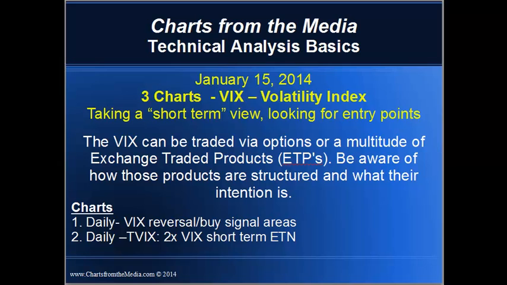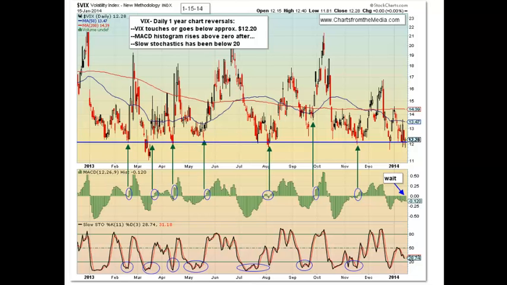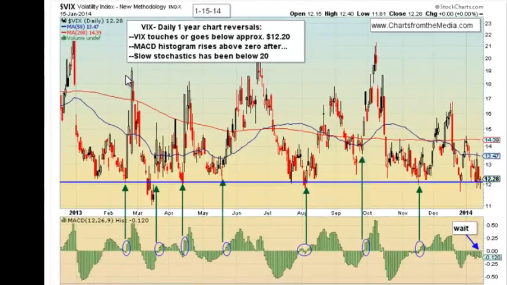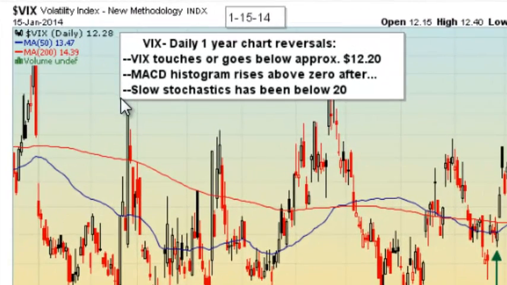The charts we're going to look at are the daily VIX with the buy and reversal signals, as well as the daily TVIX. It's a two-times leveraged VIX short-term ETN. Again, there are multitudes of ETPs out there on how to trade the VIX, and this is just one that we'll look at. So here we have just over a 1-year chart of the VIX. We are going to be looking for certain things to occur and then see what happens after that.